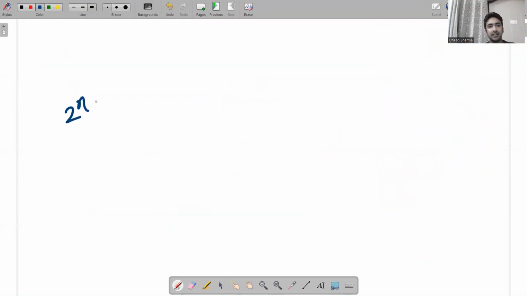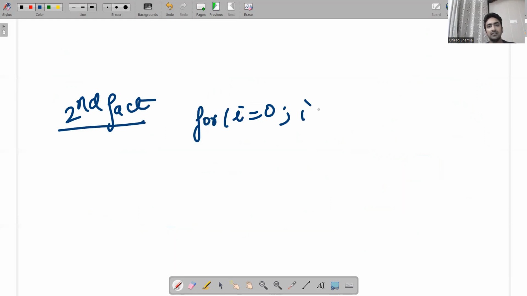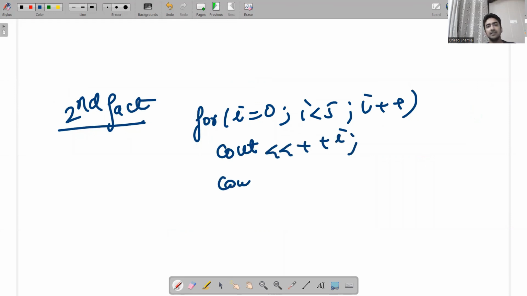The second fact is that you have written for i = 0, let's say i < 5, i++, and you have written two statements after it: ++i, and I'm writing cout i++. Now, what does that mean? Guys, I have not put up brackets. So what does that mean? How will this execute? Guys, this is a very simple step.